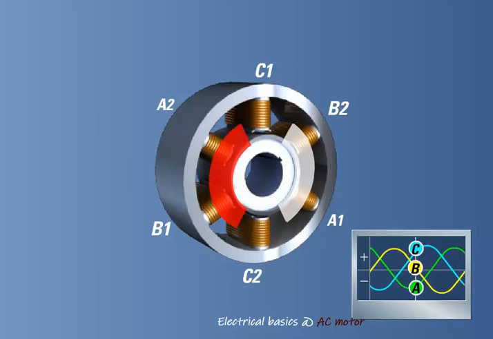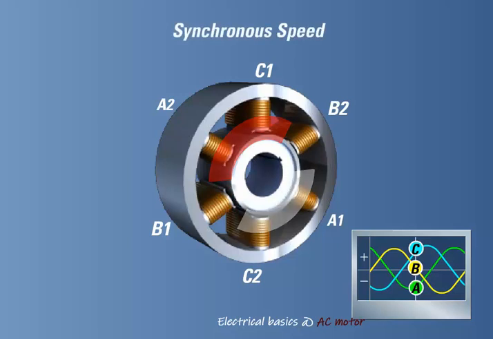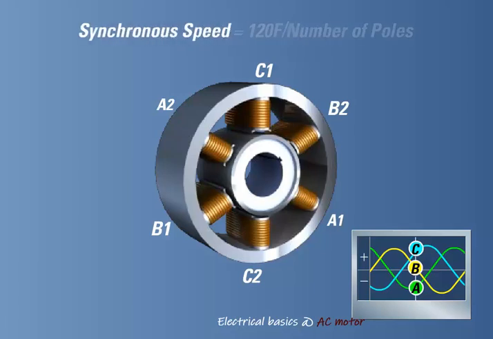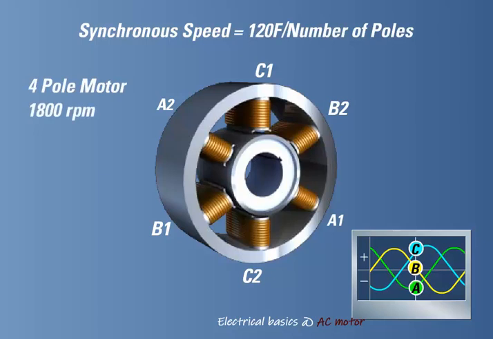The speed of the rotating magnetic field is referred to as the synchronous speed. The synchronous speed can be calculated by the formula: synchronous speed equals 120 times the applied frequency divided by the number of poles. If we apply this equation to a 4-pole motor, the synchronous speed is 1800 RPM.